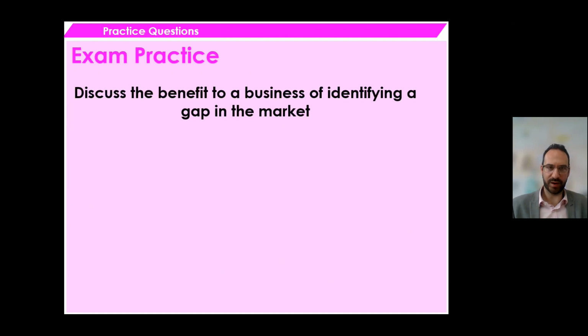So next exam practice question. Discuss the benefit to a business of identifying a gap in the market. This is a 6 marker. So if you can't remember the format for a 6 marker, go back and watch the first video, the introduction to webinars, in the taxonomies. We unpack what these discuss questions look like.